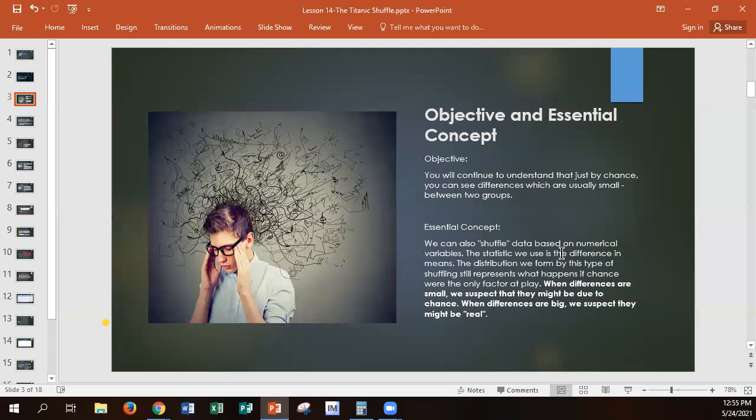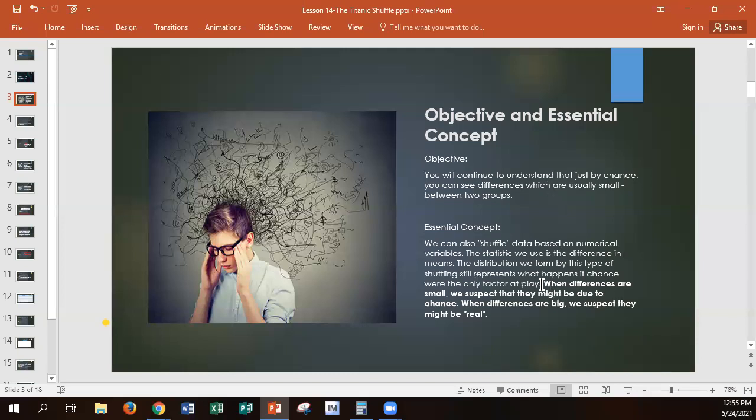Our essential concept is what I was saying, where we can also shuffle data based on numerical variables. The statistic we use is the difference in the mean. So we're going to be finding the difference in the means. The distribution we form by this type of shuffling still represents what happens if chance were the only factor at play. Nothing else, just chance.